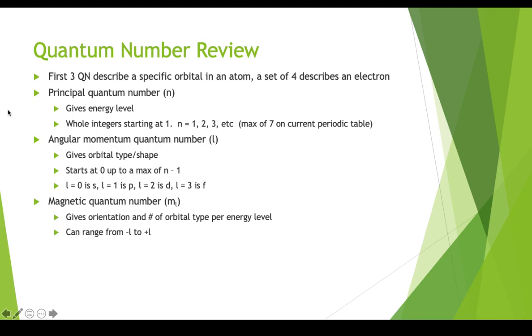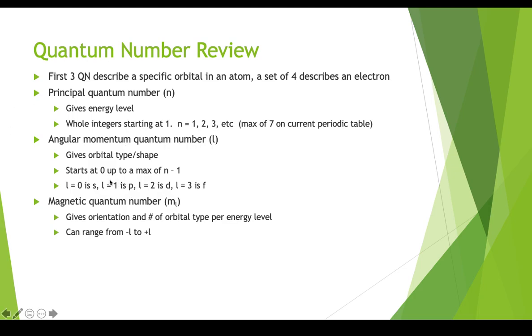If L is 0 for an s orbital, the only possible range that we can get here for m sub L is just also 0, right? Positive or negative, you can't have positive, negative, 0, so m sub L is just 0, and that's it. So we have one s orbital in every energy level, right?